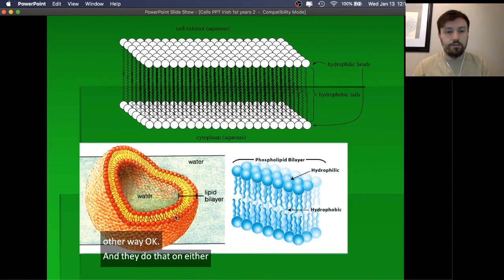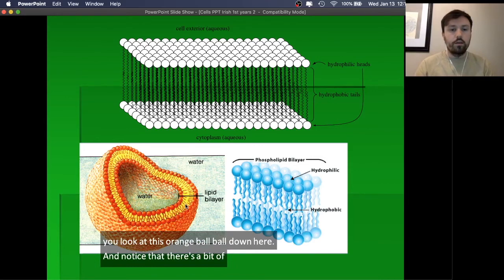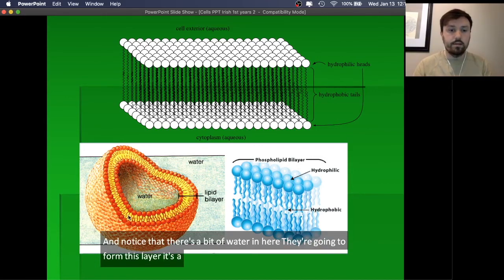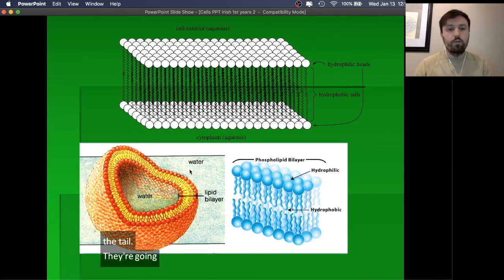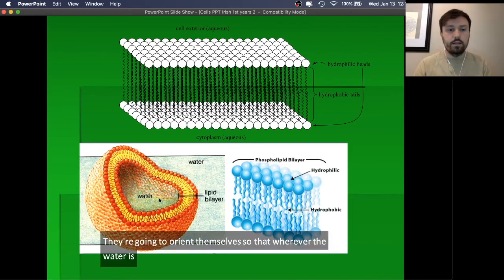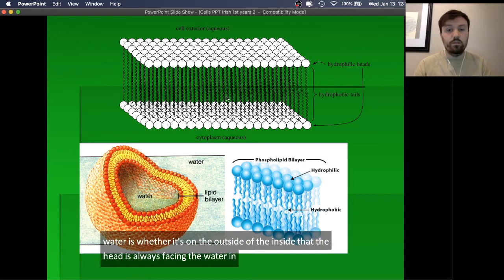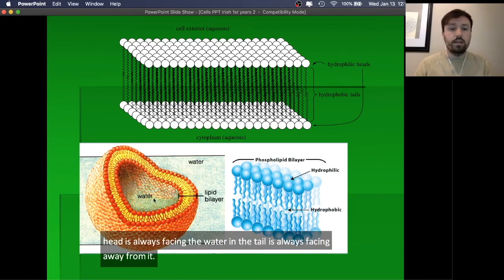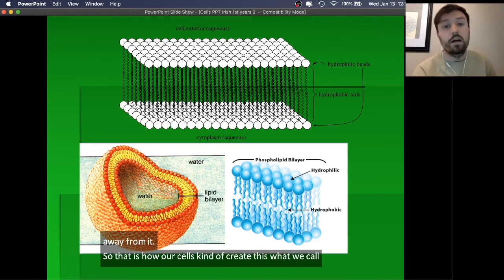All of this forms, if you look at this orange ball down here, and notice that there's a bit of water in here, this layer. It's a bilayer because there's two sets. There's a head and a tail, and then there's another head and a tail. They're going to orient themselves so that wherever the water is, whether it's on the outside or the inside, the head is always facing the water and the tail is always facing away from it. So that is how our cells create what we call a plasma membrane or a phospholipid bilayer.